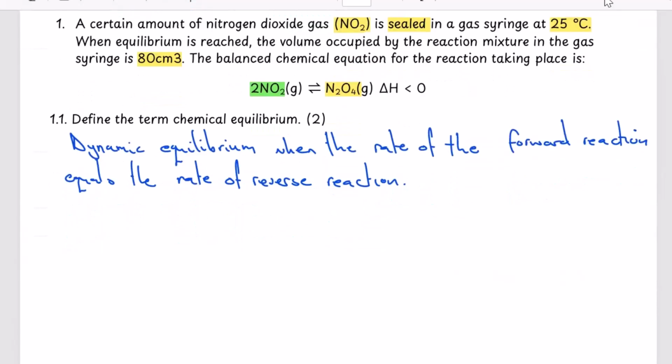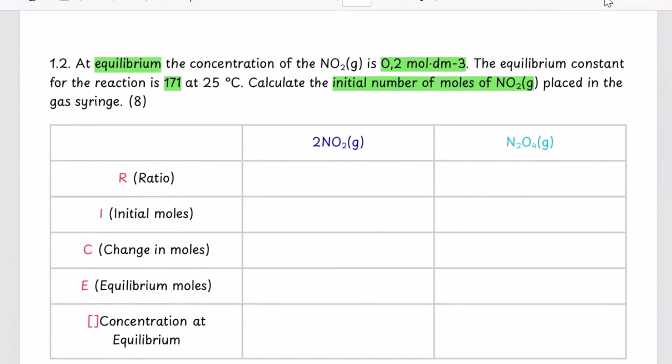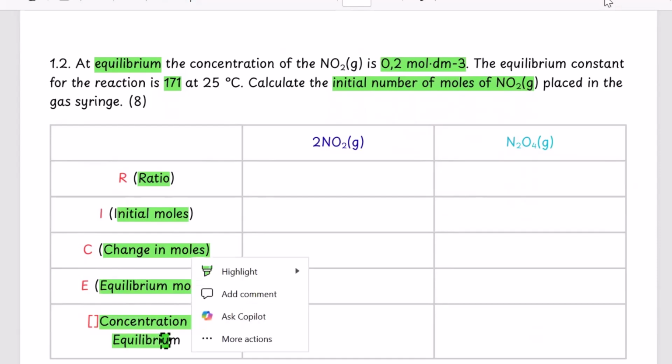So now to break down this RICE table: the R represents our ratio. After the ratio, the I represents our initial moles. Then the C is the change in moles. Then E is the moles at equilibrium. Then these square brackets, remember, refer to concentration, so this is our concentration at equilibrium. Now we're going to fill out the numbers according to this.